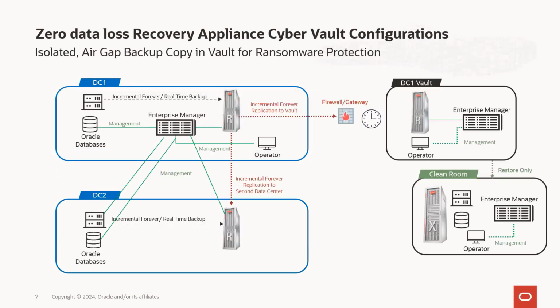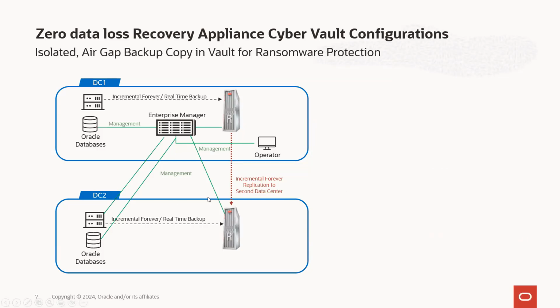And then this is a diagram of what we see a lot of customers do without the vault: primary data center, secondary data center. They're either replicating to the secondary data center or they're backing up locally, and that's a secondary copy. But that may not be good, depending on what happens with the attack.